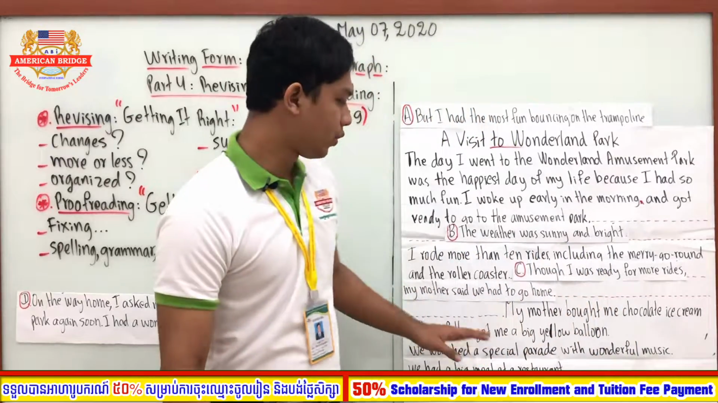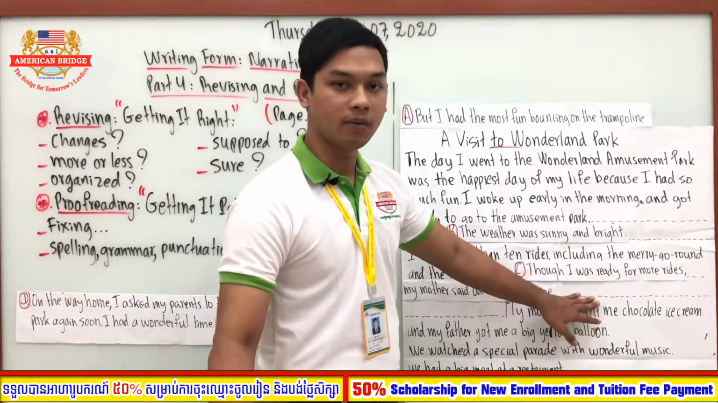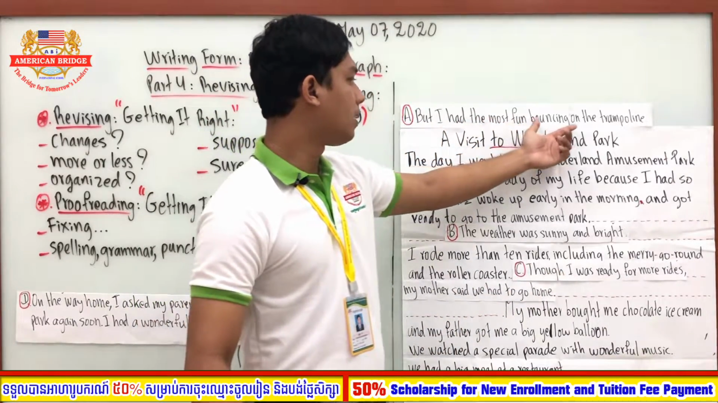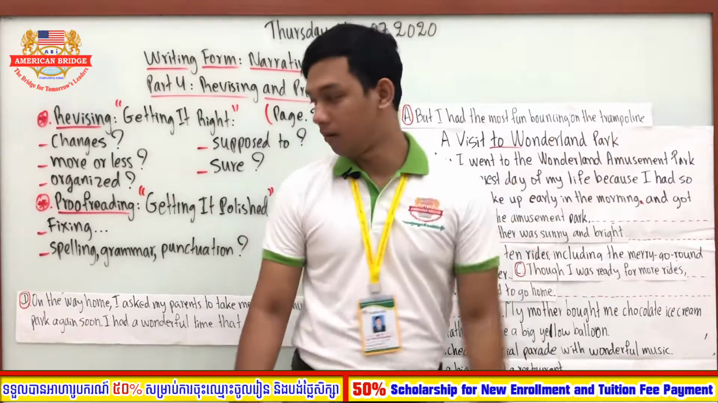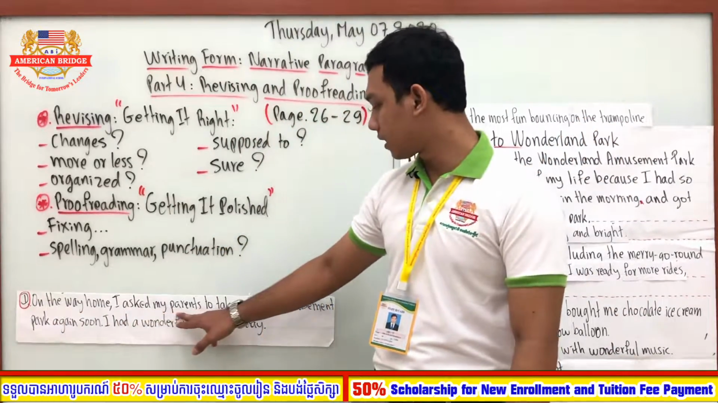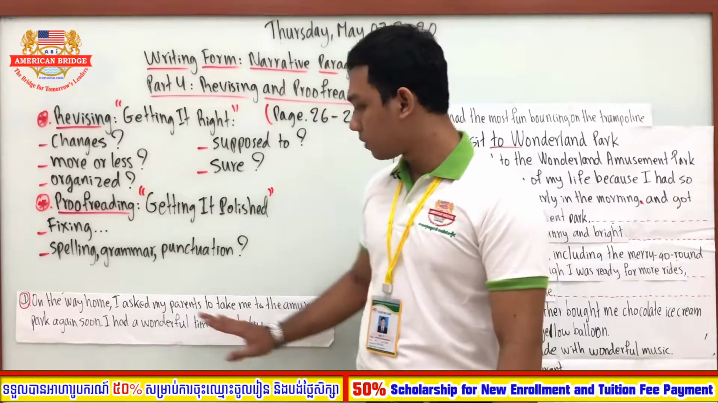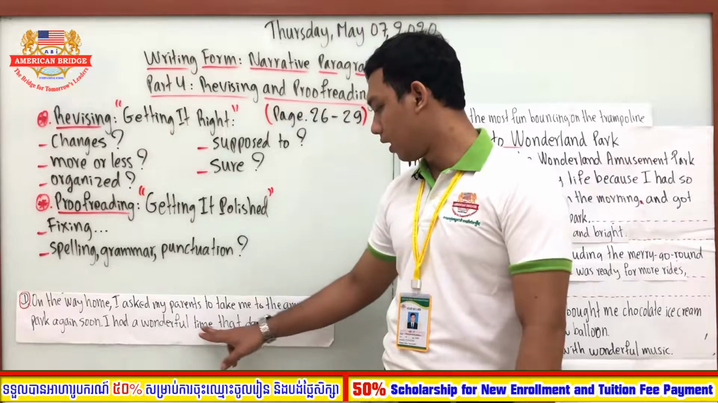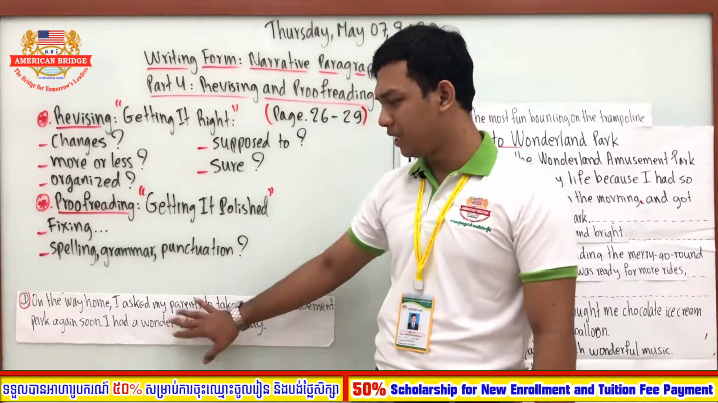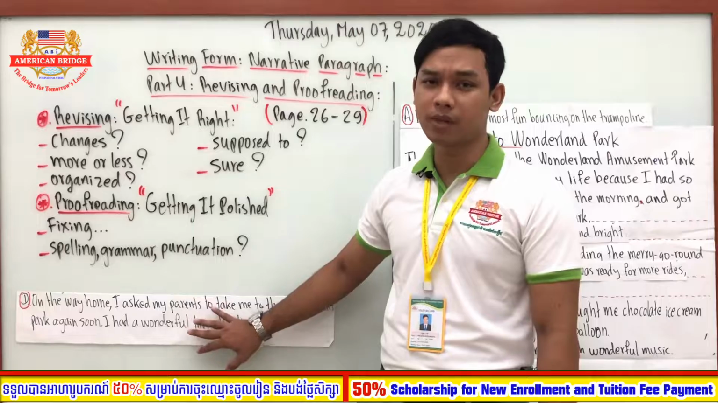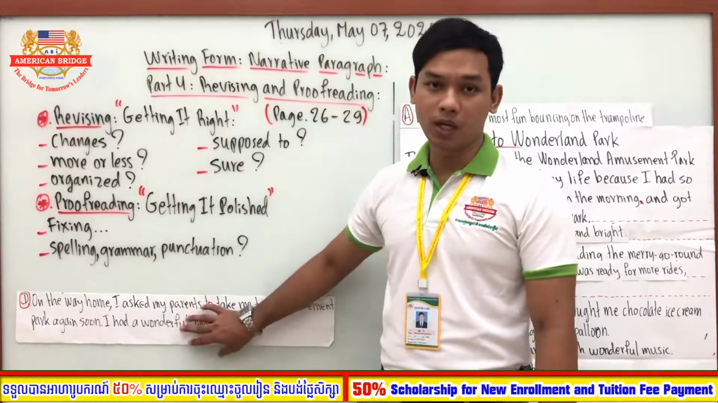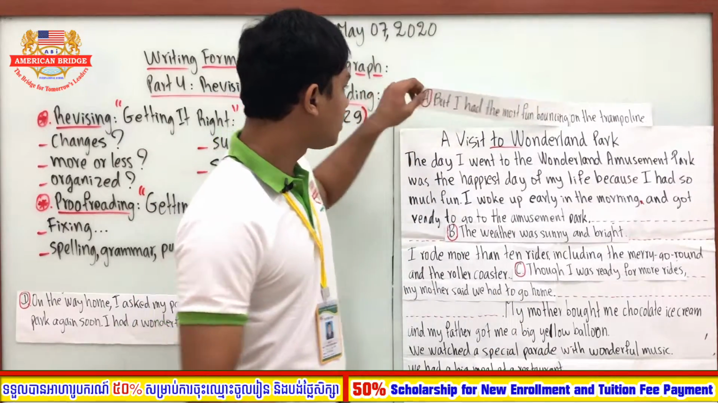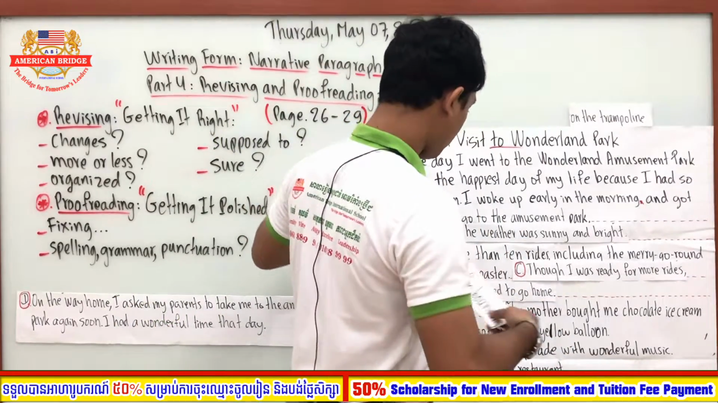So which one should we put in this one? So we have A, but I had the most fun bouncing on the trampoline. Or we have D, on the way home, I asked my parents to take me to the amusement park again soon. I had a wonderful time that day. Actually, this should be the conclusion paragraph, or I'm sorry, the conclusion sentence, right? Yes. So we should use this one. Okay, letter A here.